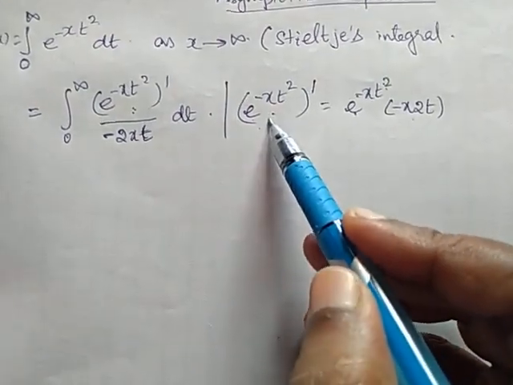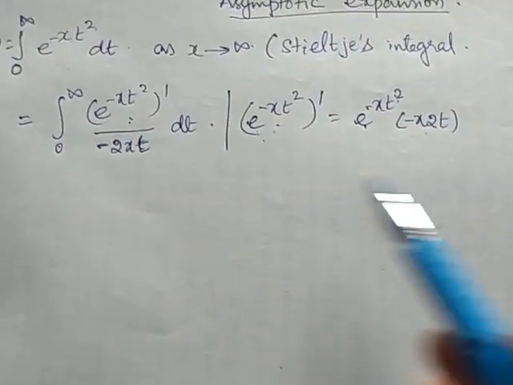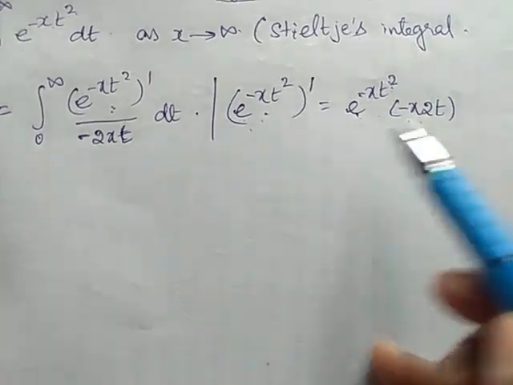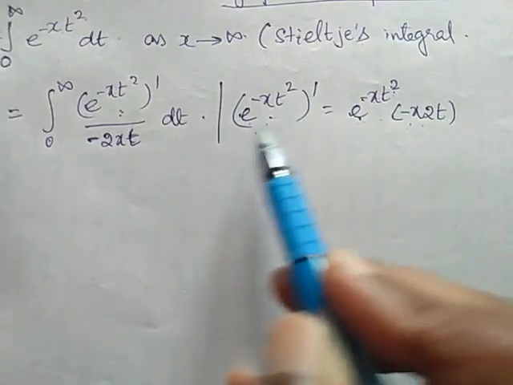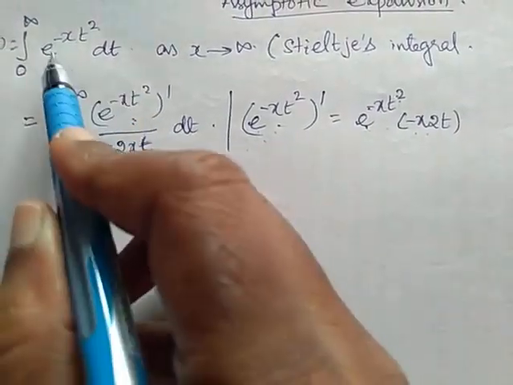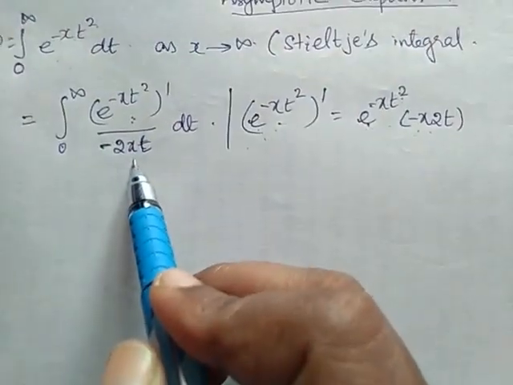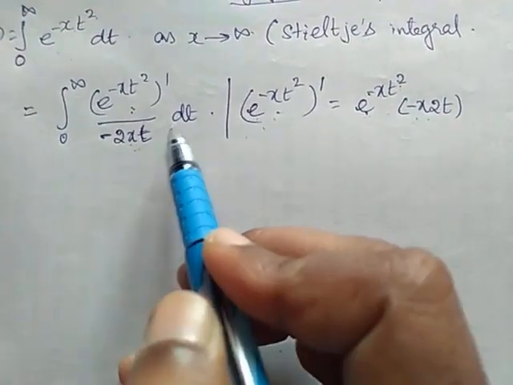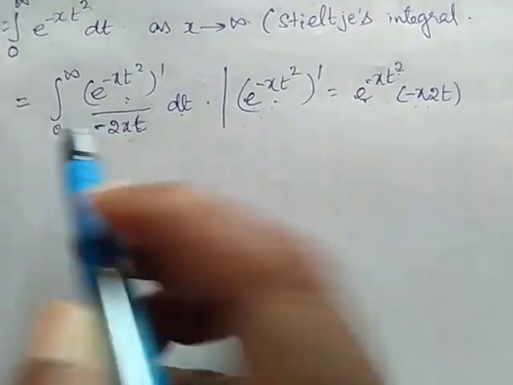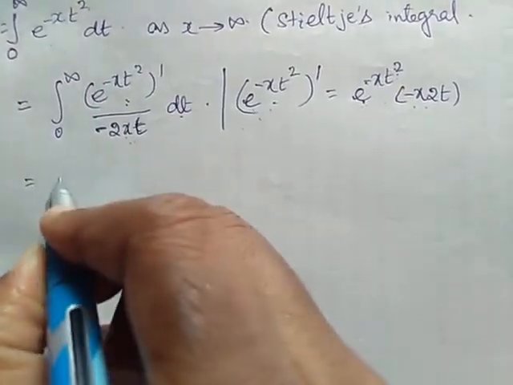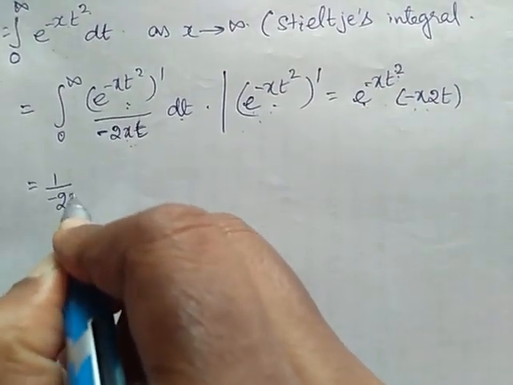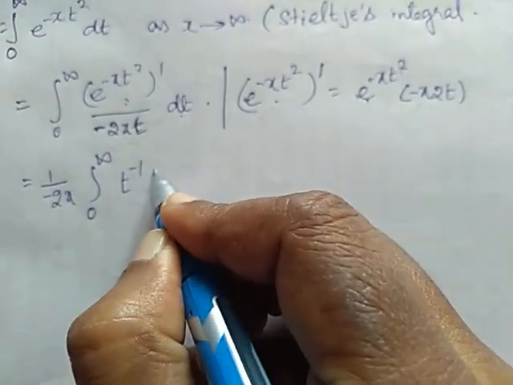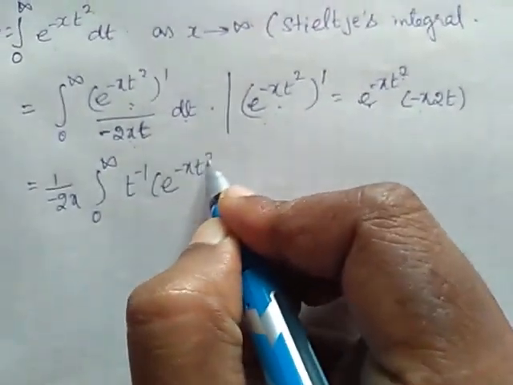If we differentiate this term, we will get e power minus x t square into minus 2xt. This divided by this, therefore e power minus x t square, I have written like this. Here minus 1 by 2x is a constant because the integration is with respect to t. So this integral will reduce to 1 by minus 2x, integral from 0 to infinity, of t power minus 1 into (e power minus x t square) whole dash.